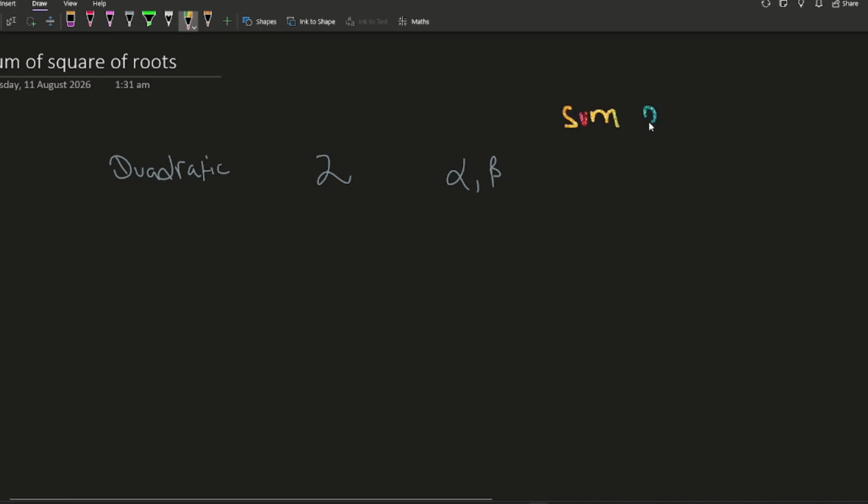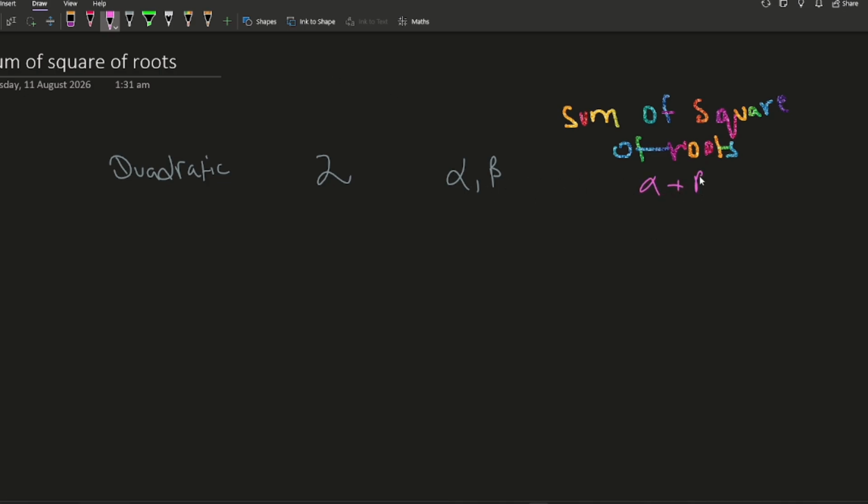Sum of square of roots. Okay, so sum of square of roots will be alpha square plus beta square. We need to find the value for this. So how will we do that?